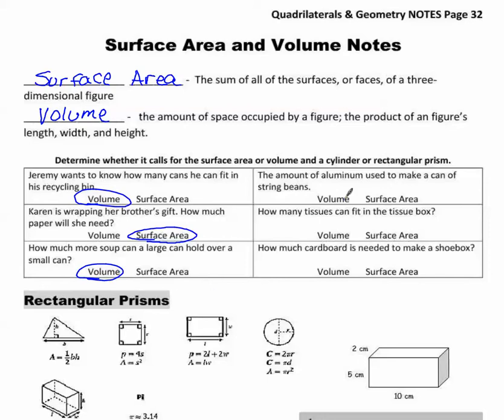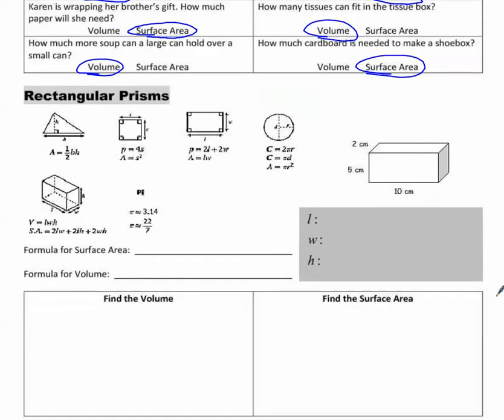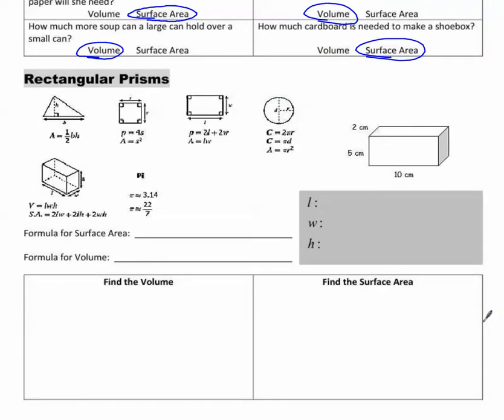So the amount of aluminum used to make a can of string beans, that's surface area, because the aluminum will go on the outside of the can. How many tissues can fit inside of a tissue box, that's volume. And how much cardboard is needed to make a shoebox, that's surface area, because the cardboard is just on the outside of the box. So if we scroll down, let's talk about how do we actually find the surface area of a prism and how do we find the volume of a prism.